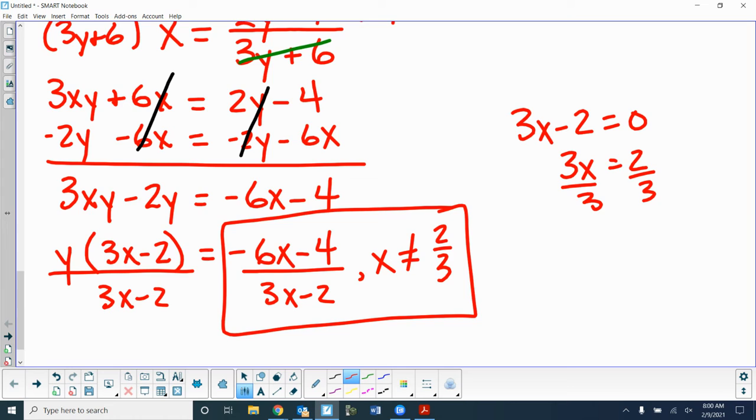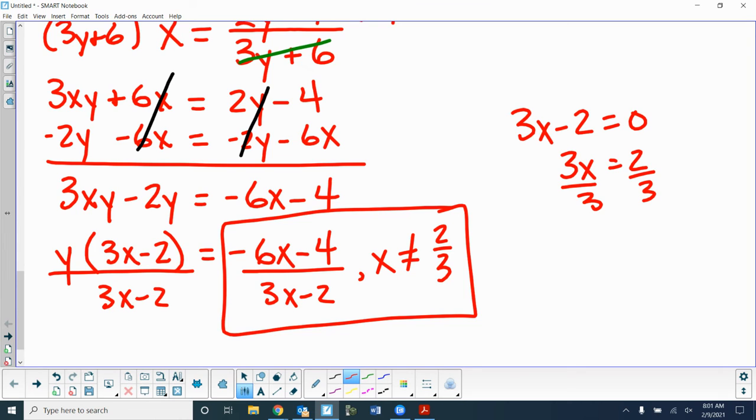Yours might look a little different than mine, depending on which side you put your y's on. You might have had 6x plus 4, and down here, negative 3x plus 2. Negative switches. Right, Brett? Okay, so if yours doesn't look exactly like mine, it still could be right. I'll just check the signs to make sure. So, we understand 3 and 4 now? Those are the ones that usually give us trouble.